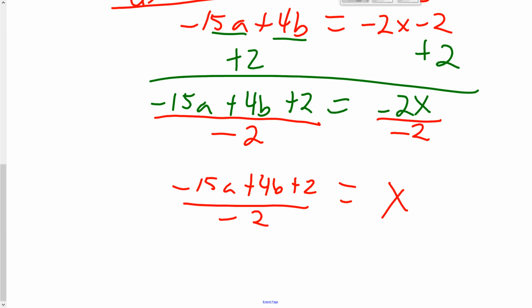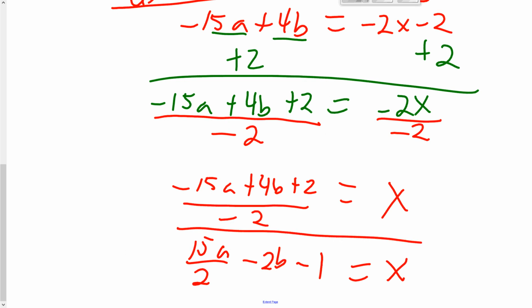Okay, if you want to, you could separate instead of dividing the whole thing. You divide every term by negative 2. So it could look like this. Negative 15 divided by negative 2. Negative divided by negative is a positive, so we get 15a over 2. You could simplify that if you wanted to and do a decimal. We have positive 4b divided by negative 2. That is going to be a negative 2b because positive divided by negative is a negative, and then positive 2 divided by negative 2 is a negative 1. So either of those would work.